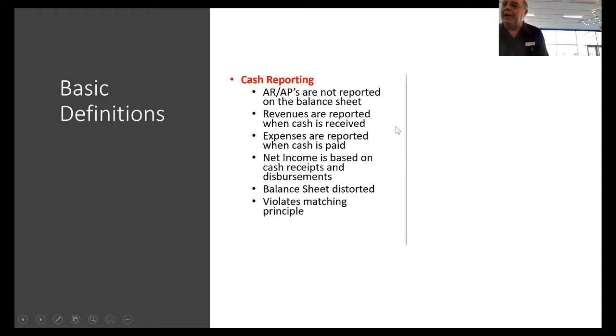So the definition of cash, in my mind, is when revenues are received as cash and when expenditures are paid out in cash, either through some form of cash transaction. Cash accounting, from a balance sheet perspective, lacks your AR or APs. There's no accounts receivable or accounts payables reported on a cash balance sheet.